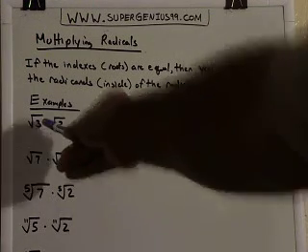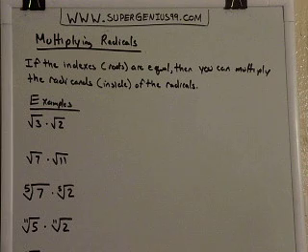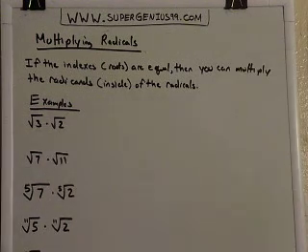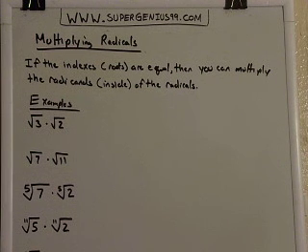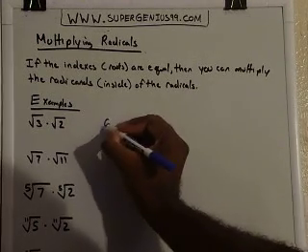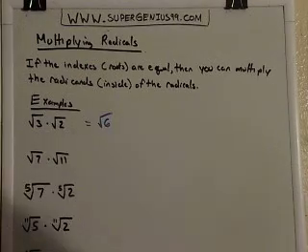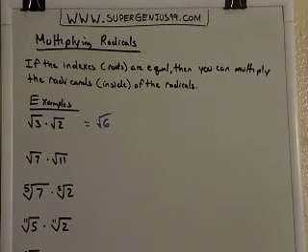How about this first one? The square root of 3 times the square root of 2. Both of those indexes are equal. Both of those roots are equal. So then all I do is multiply the insides. So it's basically just 2 times 3. So the square root of 3 times the square root of 2 is the square root of 6.